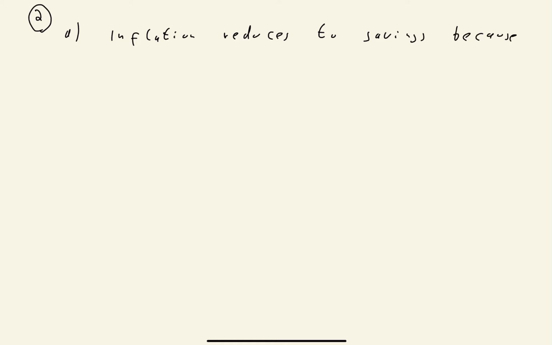So what basically happens here, this is exercise 2, question A, is that inflation reduces the returns to savings because the tax is applied on nominal interest rates or nominal interests.